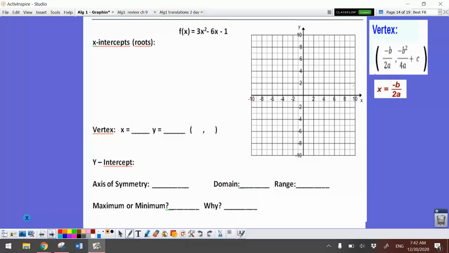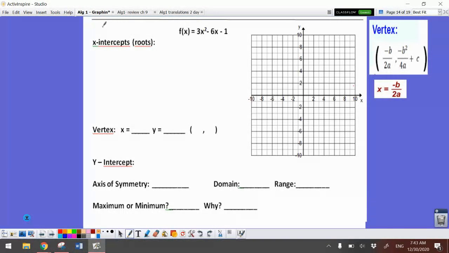Okay, let's try another one. Go ahead and hit pause. See if you can come up with all your values here and kind of sketch yourself a graph. And let's practice this a little bit more.